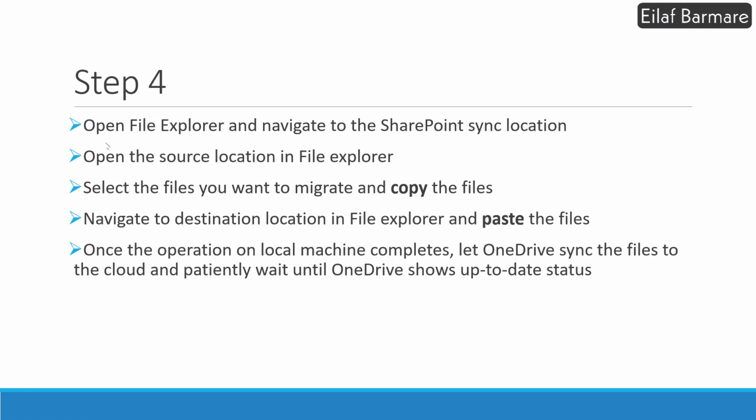We'll open File Explorer on the local machine and navigate to the SharePoint sync location. Once we are at the sync location or the source location, we'll select the files and copy the files. Then we'll navigate back to the destination location in File Explorer and paste the files. Once this operation is completed, we'll let OneDrive sync the files to the cloud and patiently wait until OneDrive shows up-to-date status.